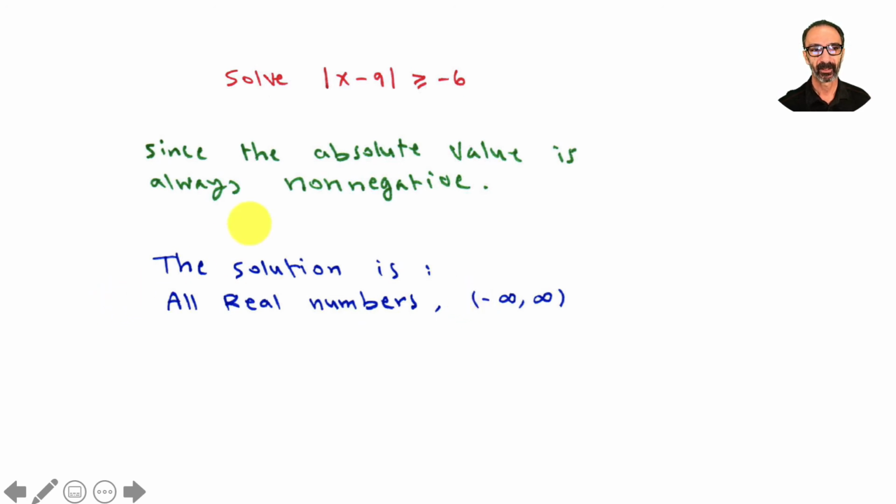So it's a little bit tricky, but it's worth knowing that you don't have to waste time here. This is always true. It's always non-negative, which means it's going to be greater than or equal to negative 6. Anything you plug in is going to work.